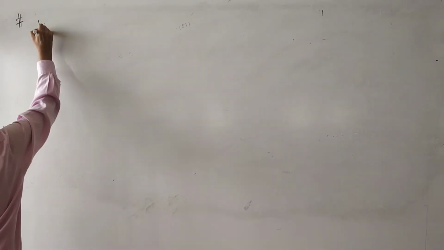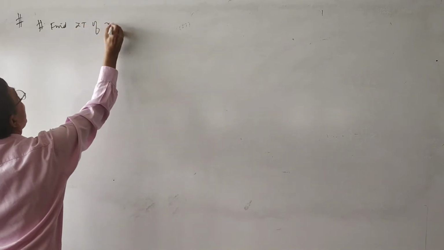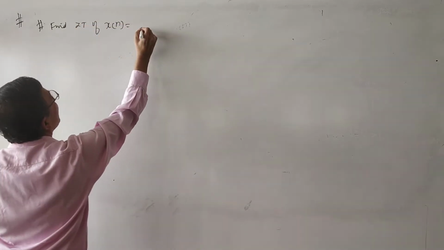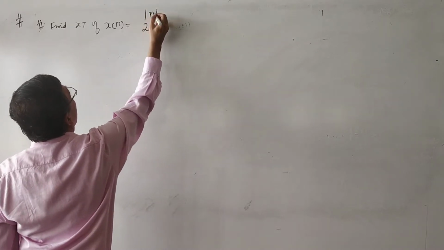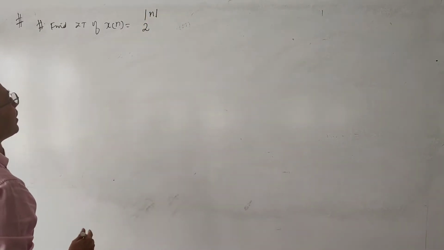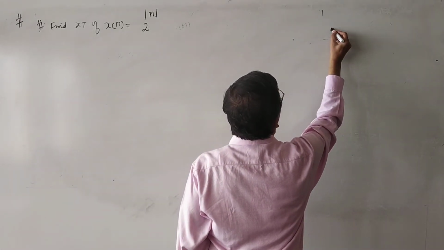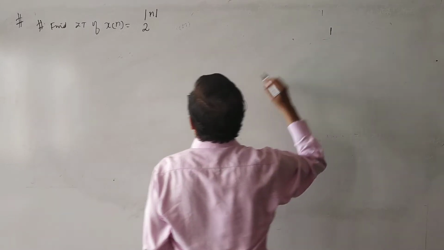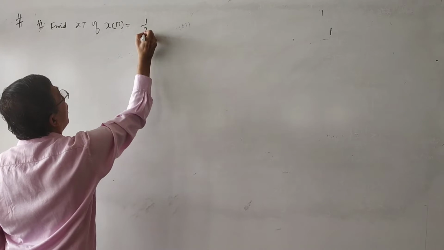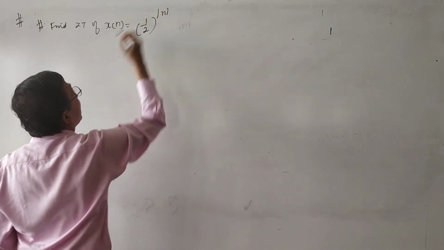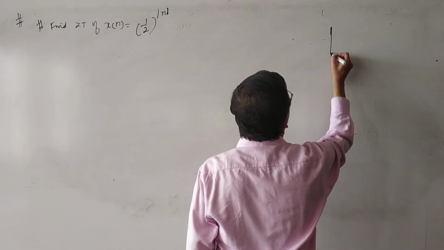Next problem. Find the z transform of x of n equal to 2 to the power modulus of n. First let me sketch, instead of 2 to the power modulus of n, let me take half to the power modulus of n, because we want convergence.